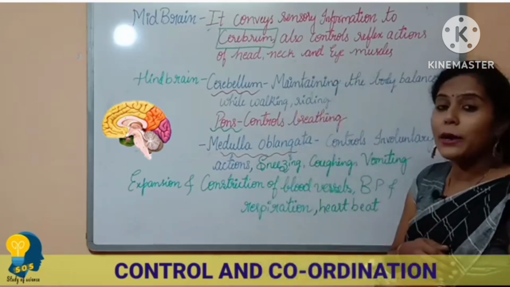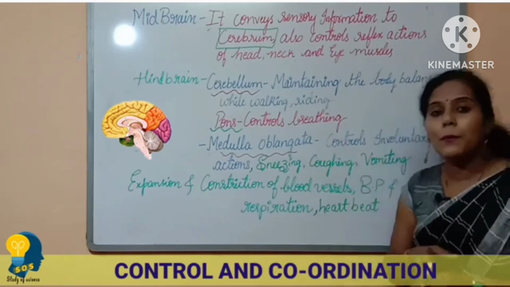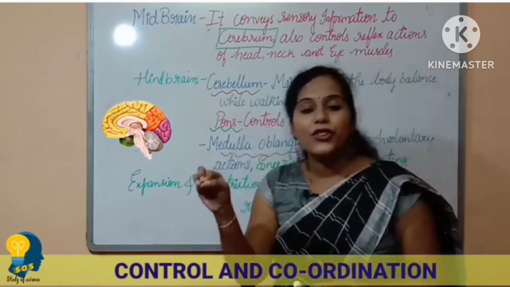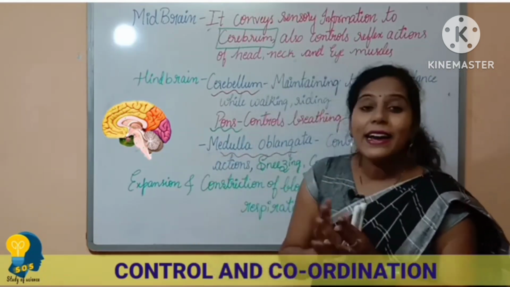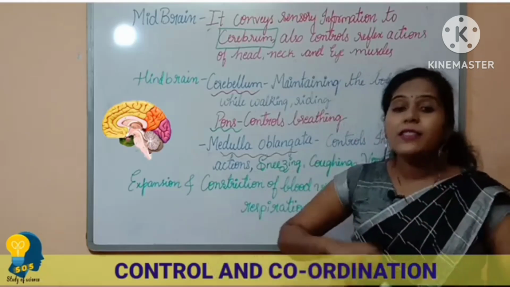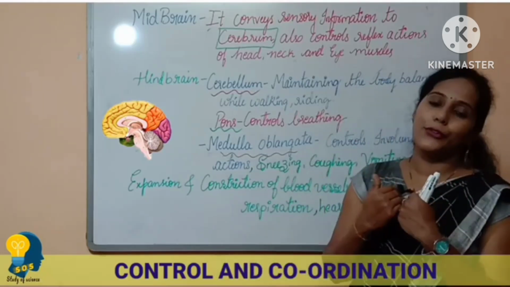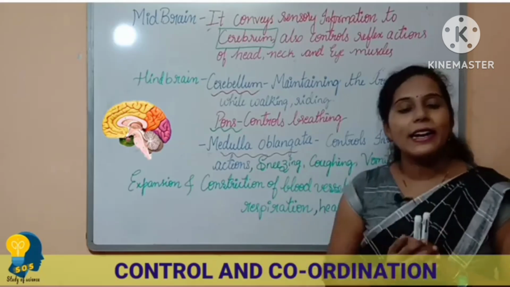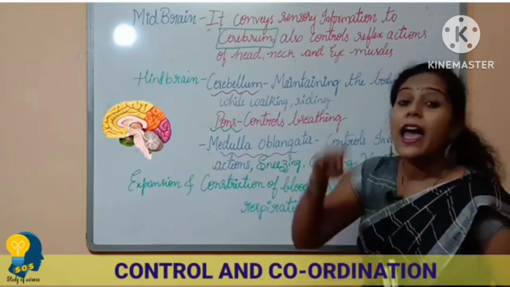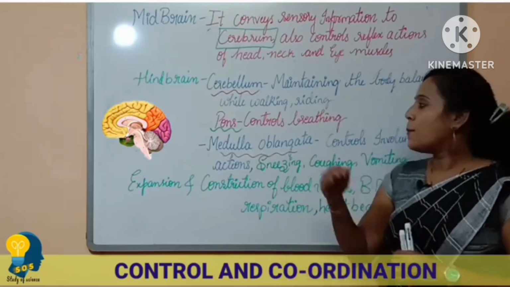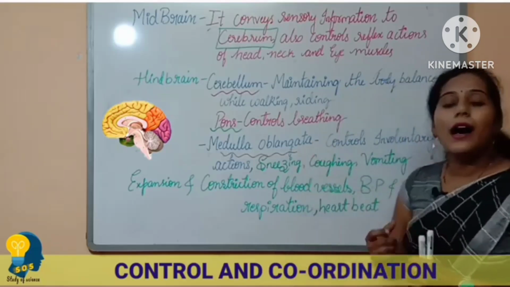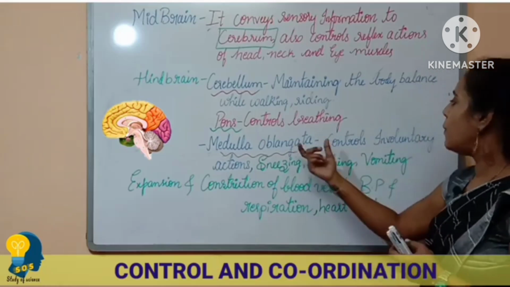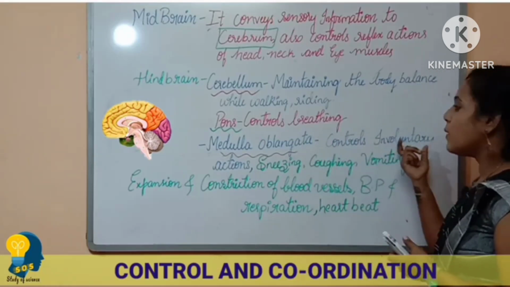What is the function of the medulla? See, the whole medulla oblongata, they involve in the involuntary actions. What is meant by involuntary actions? The actions which are not under our control, we call it as involuntary action. And such actions are being performed by the medulla oblongata. Okay, so what are the actions? See, medulla oblongata, it controls the involuntary actions.